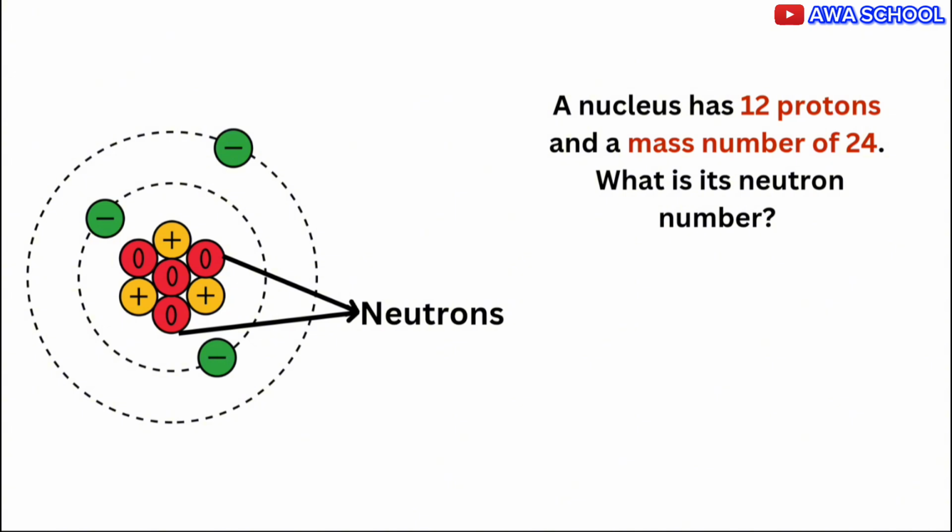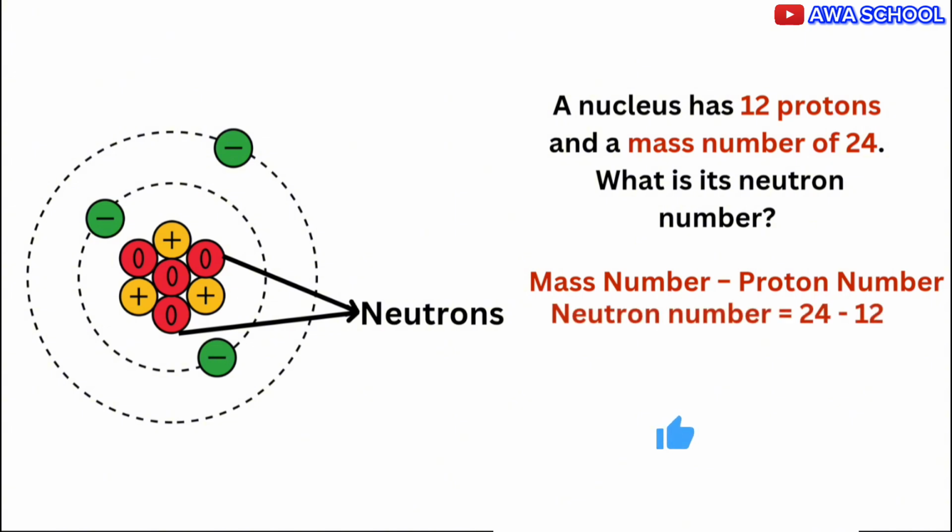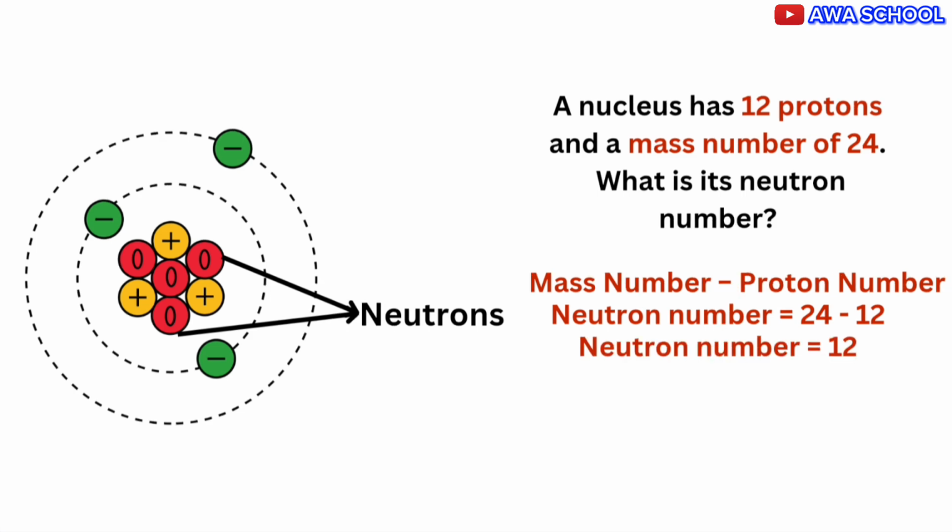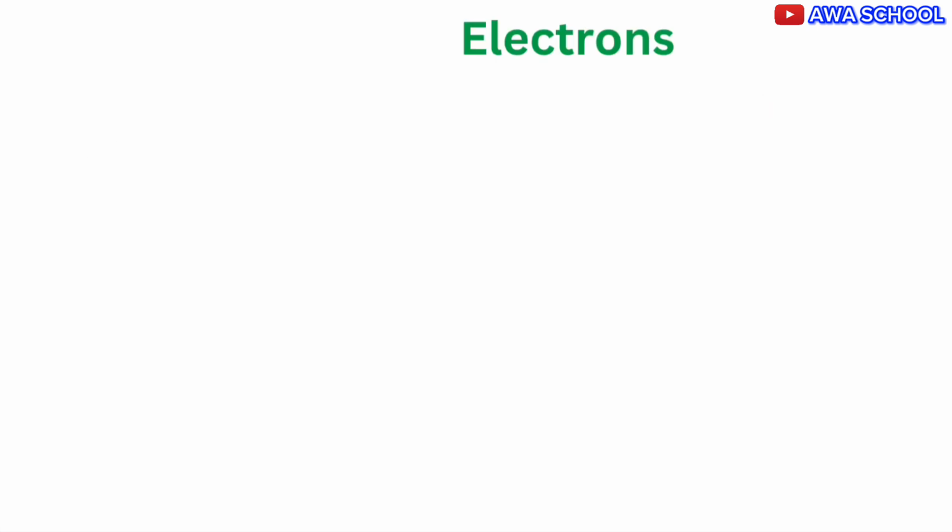Exactly. So we have 24 as a mass number and then we have 12 as a proton number. So we'll bring our formula, which is what? Mass number minus proton number. So we'll now have 24 minus 12. So our neutron number now will be equal to what now? 12. Exactly. The last subatomic particle is the electron.